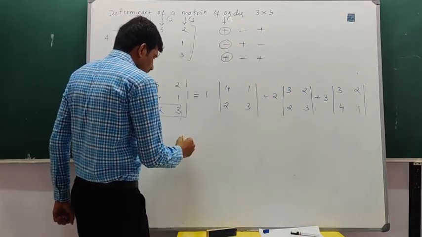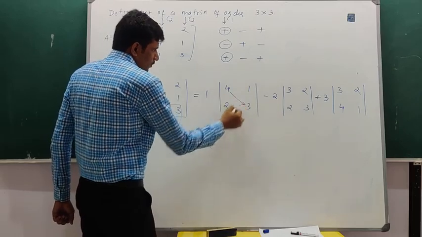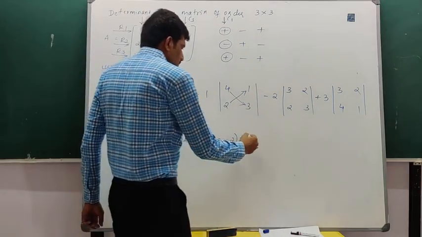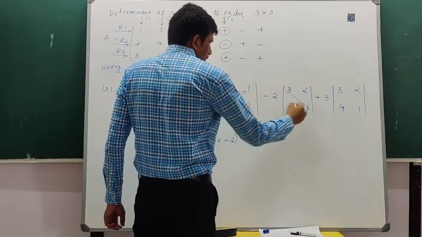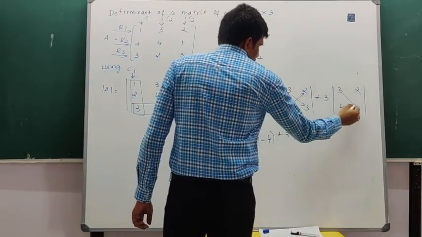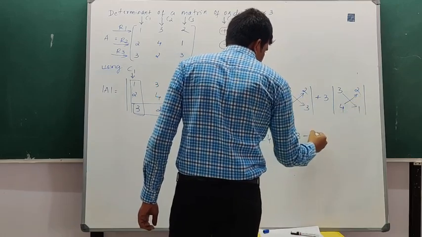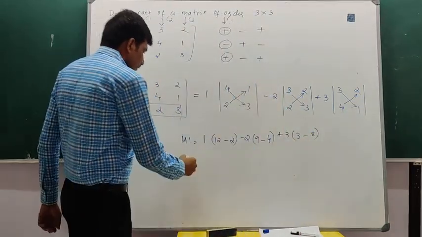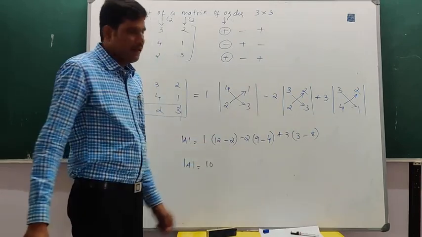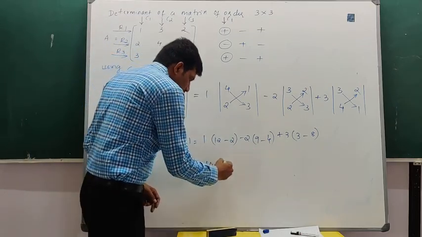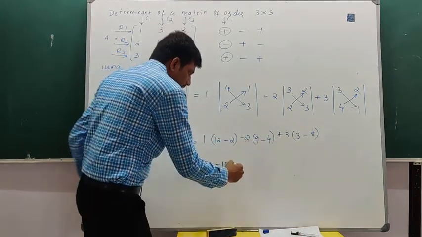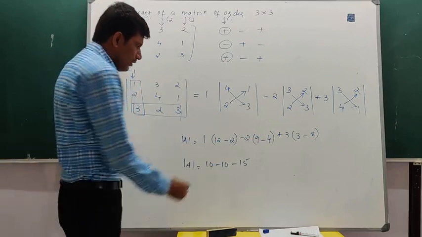Therefore determinant of A equals 1 into 4 into 3 is 12 minus 2 into 1 is 2, minus 2 into 3 into 3 is 9 minus 2 into 2 is 4, plus 3 into 3 into 1 is 3 minus 4 into 2 is 8. Now see, 12 minus 2 is 10, 10 into 1 is 10. 9 minus 4 is 5, 5 into minus 2 is minus 10. 3 minus 8 is minus 5, minus 5 into plus 3 is minus 15. So 10 minus 10 minus 15 gives minus 15.